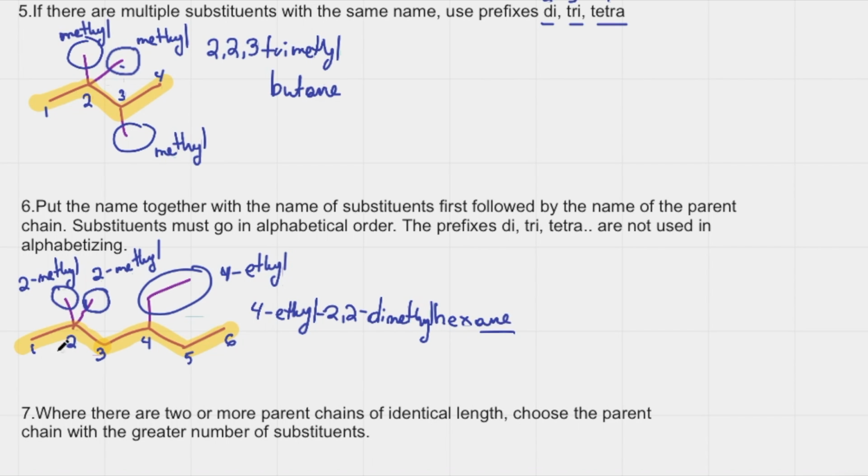And again, that's because I have a 6 carbon parent chain, so it's hexane, and I have 2 methyl groups on carbon 2 and 1 ethyl group on carbon number 4, and alphabetically E goes before M. So I put ethyl before the dimethyl group, and remember that the prefix di doesn't count, so that's why ethyl is winning.